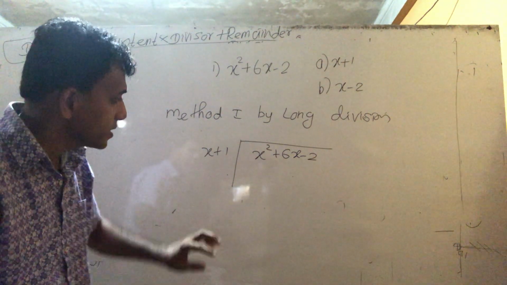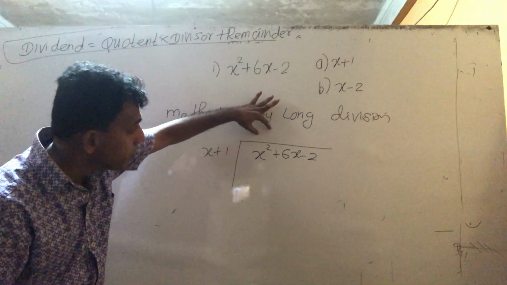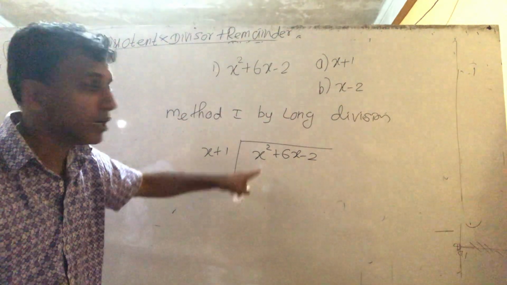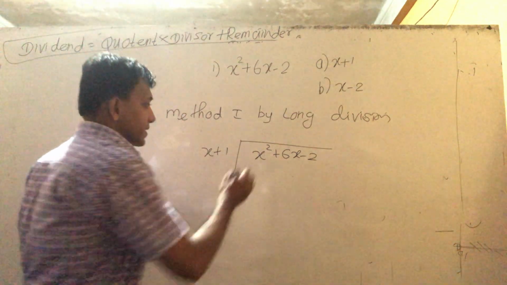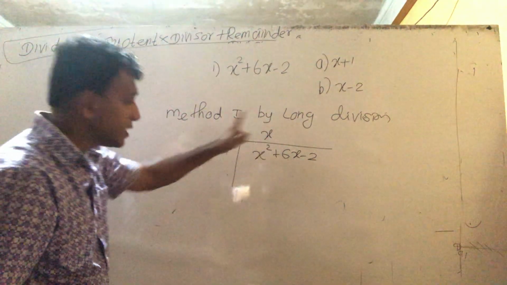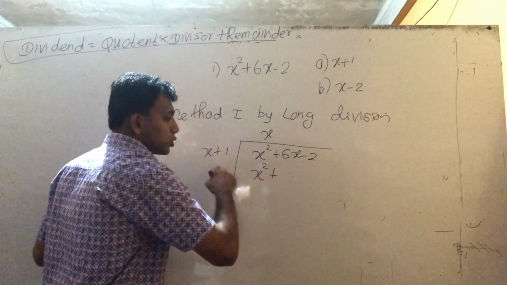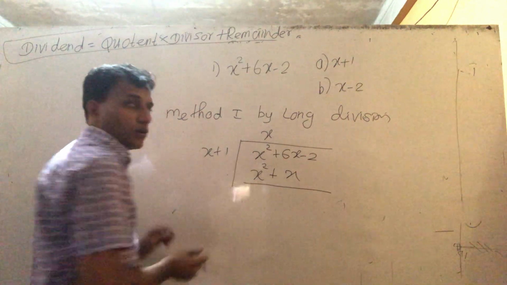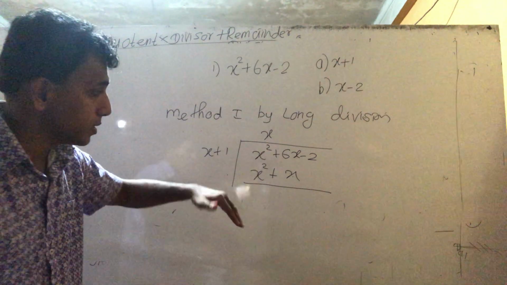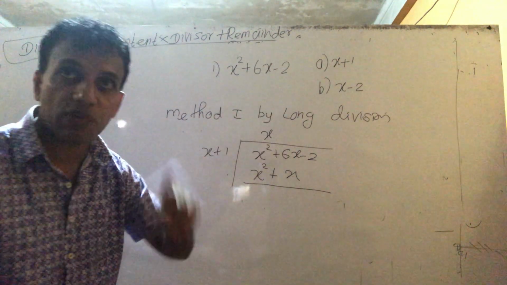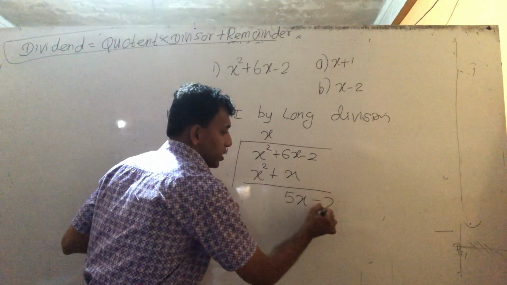So the idea is you write a term here that, multiplied with this, gives you x square. No doubt that is x. So x into x square, plus x into 1 is 1x. Now subtract: x square minus x square cancels. 6x minus 1x is 5x, and take down the minus 2 here.